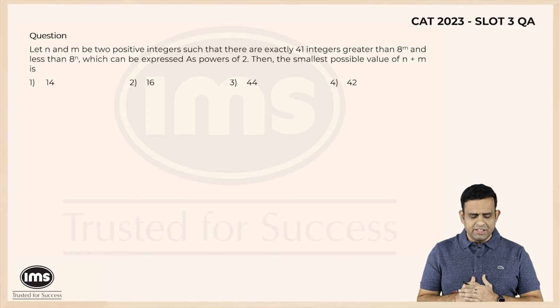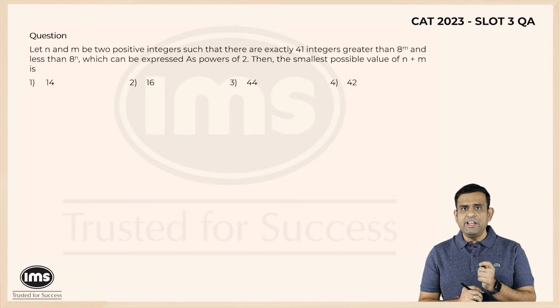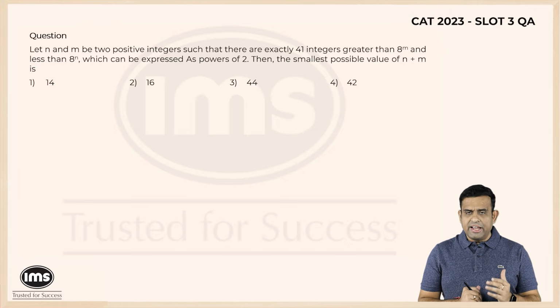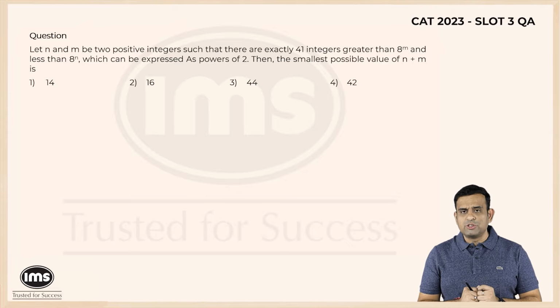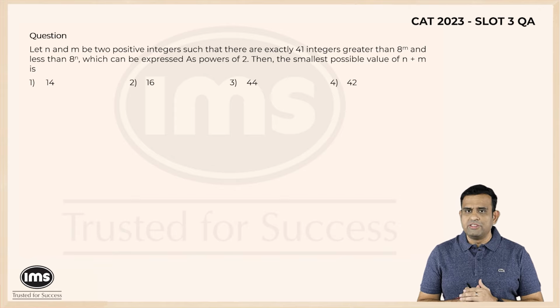In the next sum, it is given that let n and m be two positive integers such that there are exactly 41 integers more than 8 power m and less than 8 power n, which can be expressed as powers of 2. Then the smallest possible value of n plus m is how much? So in this particular case, first of all, not a very straightforward, one can say standard question where people know what exactly needs to be done.